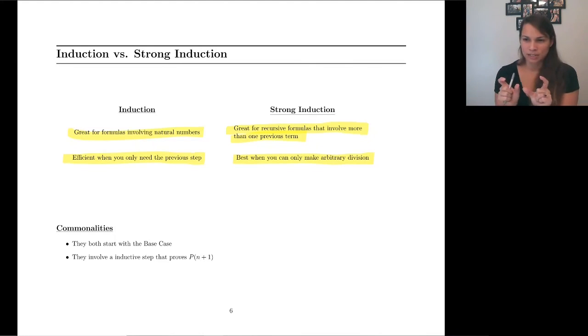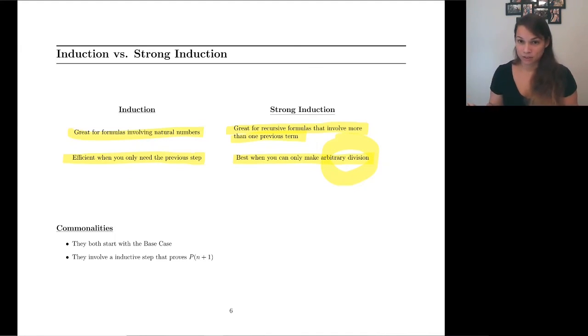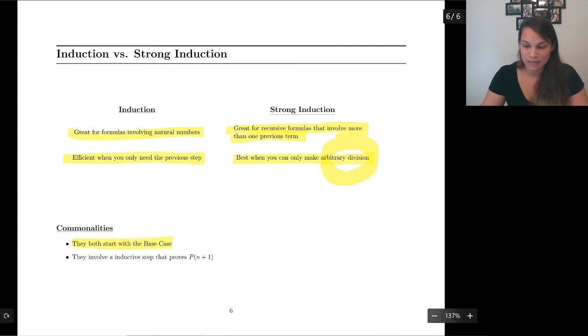We couldn't predict how we were going to break up that n plus 1. We were just like, it's composite, and so it's a times b. I don't know anything about a times b. So that would be an arbitrary division. They are very similar in how you go about it. They both start with a base case. You might need more than one base case for strong induction though.